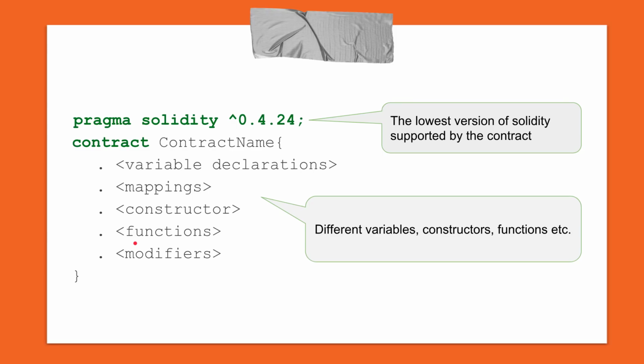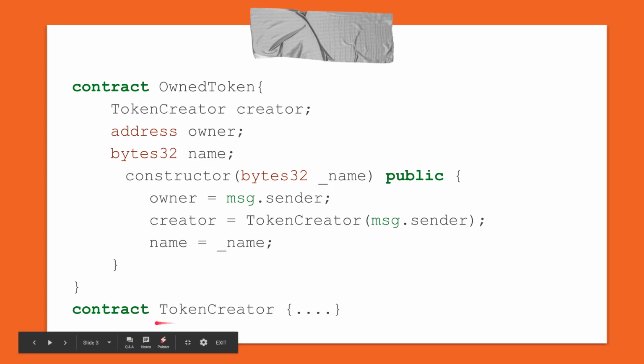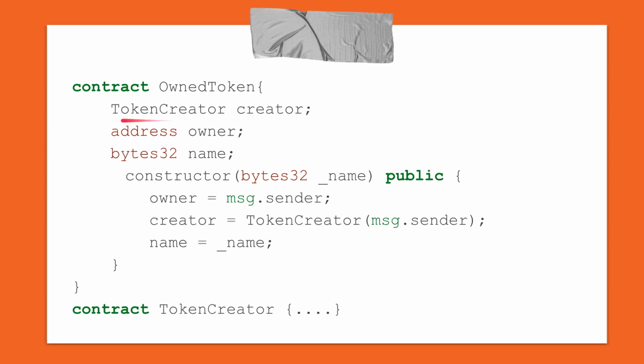Now let's see a sample contract in more detail. Here we can have two contracts called ownedToken and tokenCreator. You can have multiple contracts declared in a Solidity file. As you can see, we can also call contracts from other contracts, as in this example. After this, we have the variable declarations owner and name, which are used to store the address of the owner of the contract and the name of the contract.